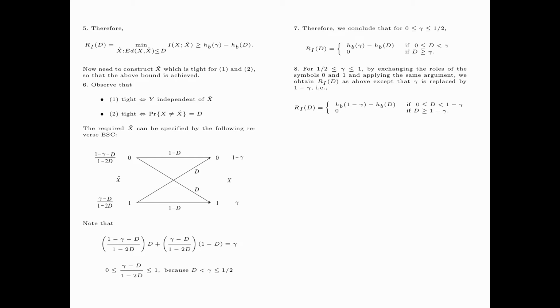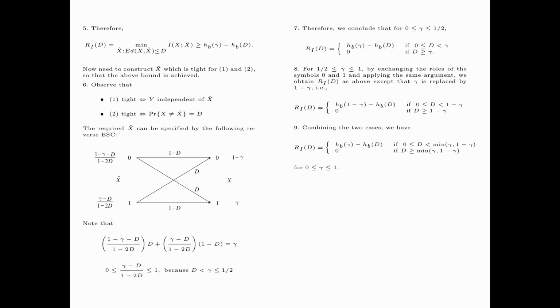For the other case, when gamma is between 1/2 and 1, by exchanging the roles of the symbols 0 and 1 and applying the same argument, we obtain R_I(d) as above, except that gamma is replaced by 1 minus gamma, because in this case 1 minus gamma is between 0 and 1/2. That is, R_I(d) is equal to h_b(1 minus gamma) minus h_b(d), if d is between 0 and 1 minus gamma, and is equal to 0 if d is greater than or equal to 1 minus gamma.